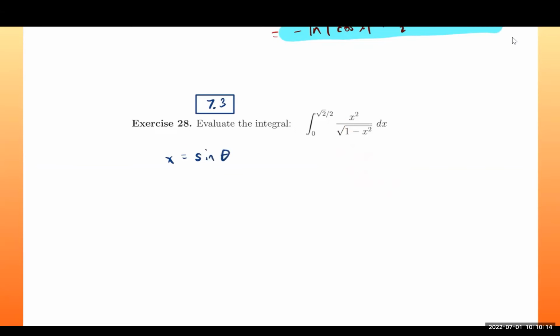Therefore, a sine theta is simply going to be sine theta. The a is just 1. We don't need to write it in. And when we differentiate, we get dx equals cosine theta d theta. And now doing the substitutions, we can rewrite this integral as x squared becomes sine squared theta.